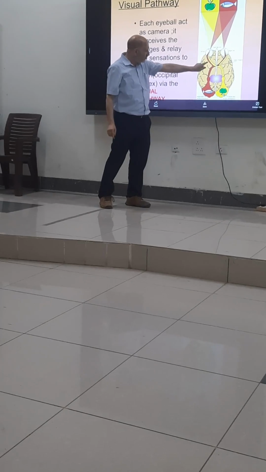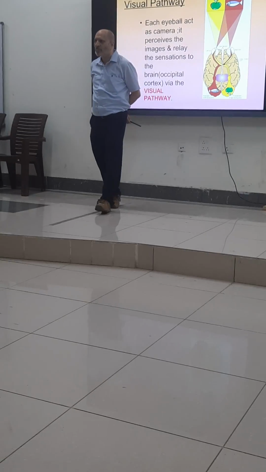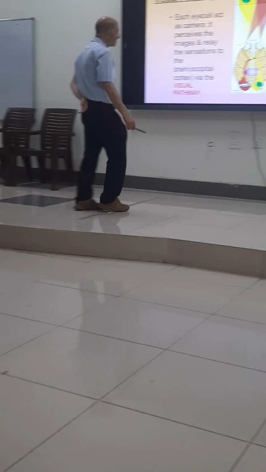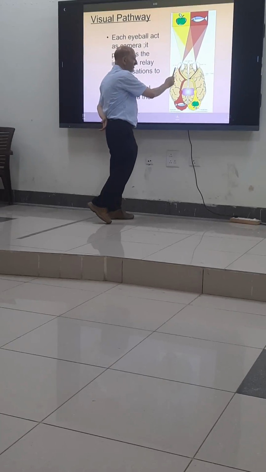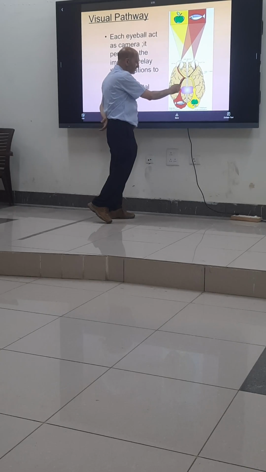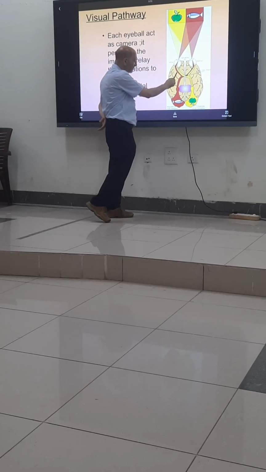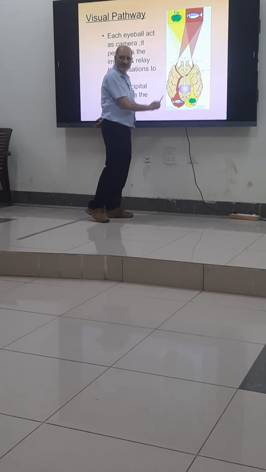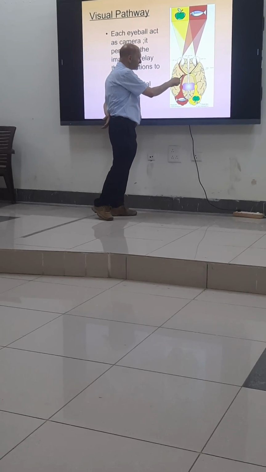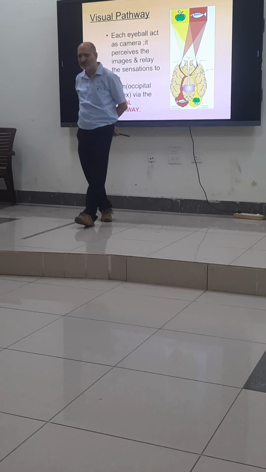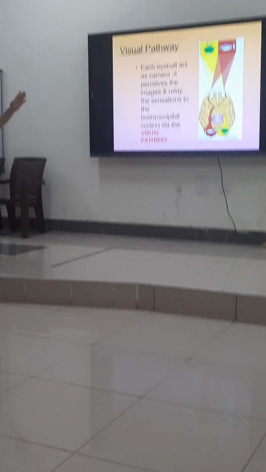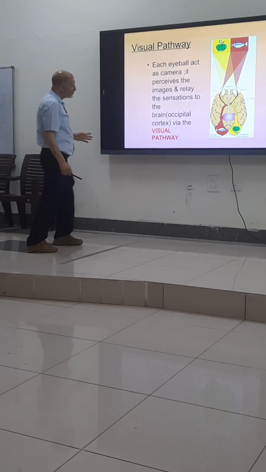So what is this called? This is the optic nerve. This is the right optic nerve, this is the left optic nerve, and this is the optic chiasm. Once it leaves the chiasm, it contains the temporal fibers of one eye and nasal fibers of the other, and it is called the optic tract.